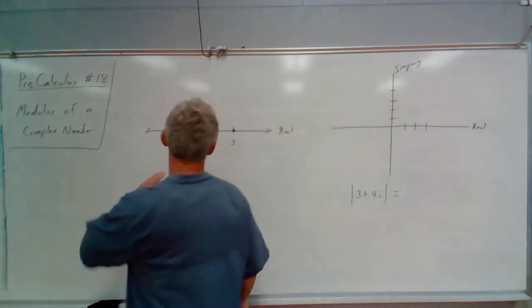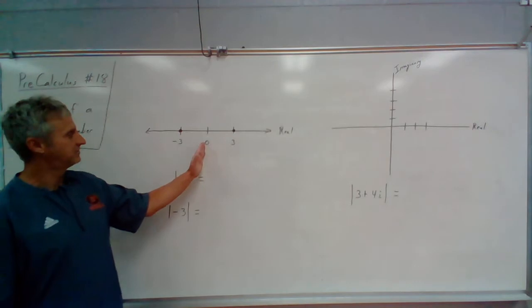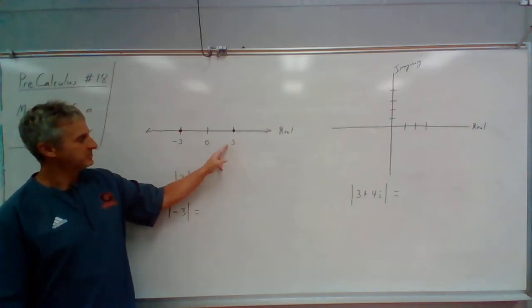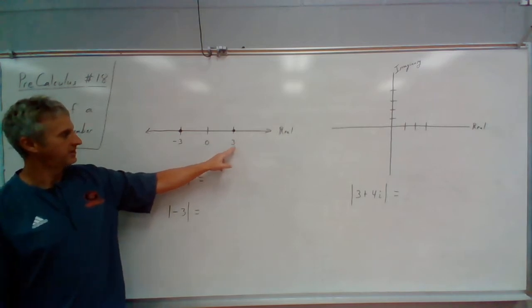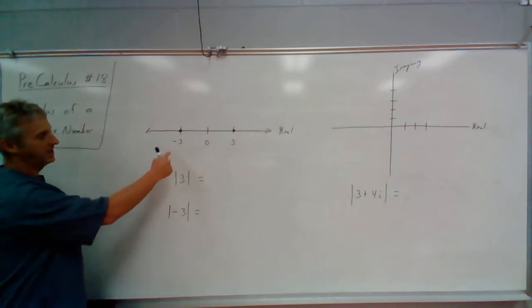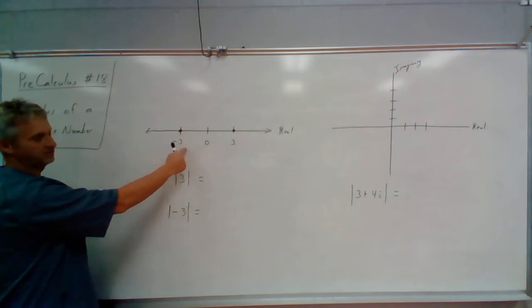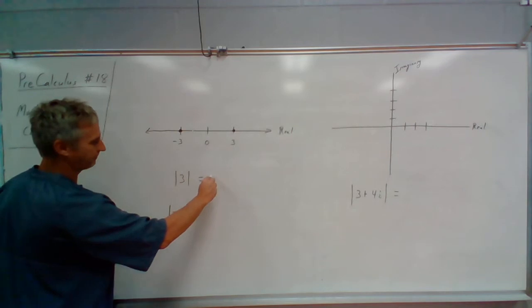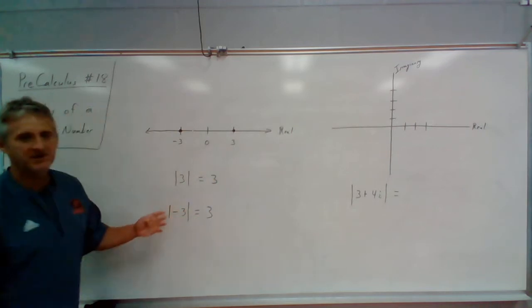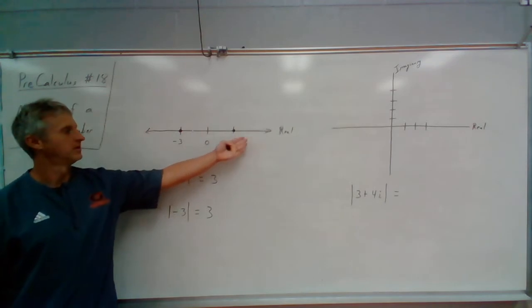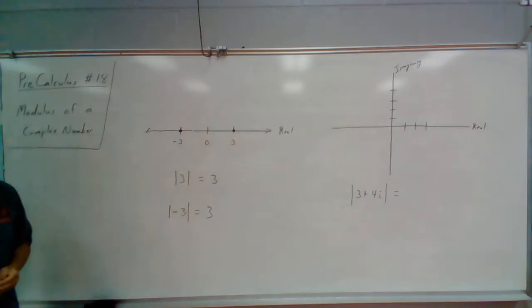The absolute value actually means the distance that that number is from 0. So the absolute value of 3 is 3 because 3 is 3 units away from 0. The absolute value of negative 3 is also 3 because it's 3 units away from 0. Okay, so absolute value means the distance that that number is away from 0 on the real number line.